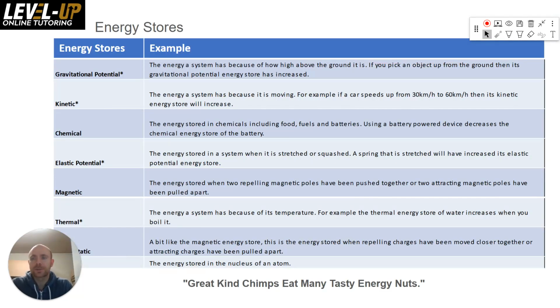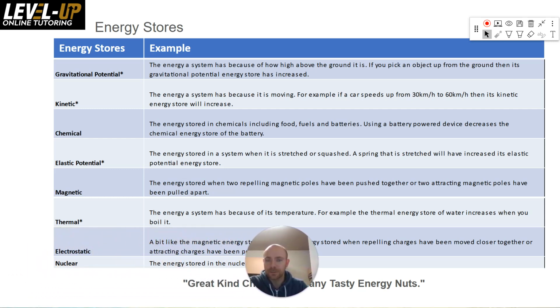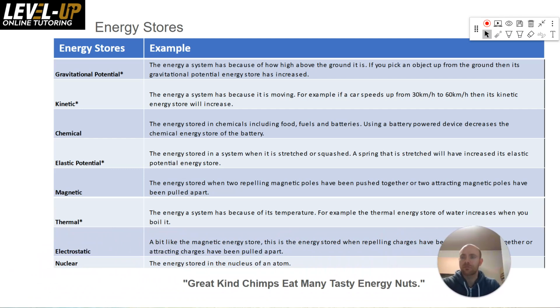And so what are those stores? In Key Stage 3, I'm sure you'll have looked at these. You might have used different words. But gravitational potential, kinetic, chemical, elastic potential, magnetic, thermal, electrostatic, and nuclear energy stores are the ones you need to know. We'll talk about them in more detail in a second. But the way to remember them possibly: great kind chimps eat many tasty energy nuts. That's the best I've ever come up with, but if you can come up with a better one, let me know. But that's one way of remembering those 8 energy stores.